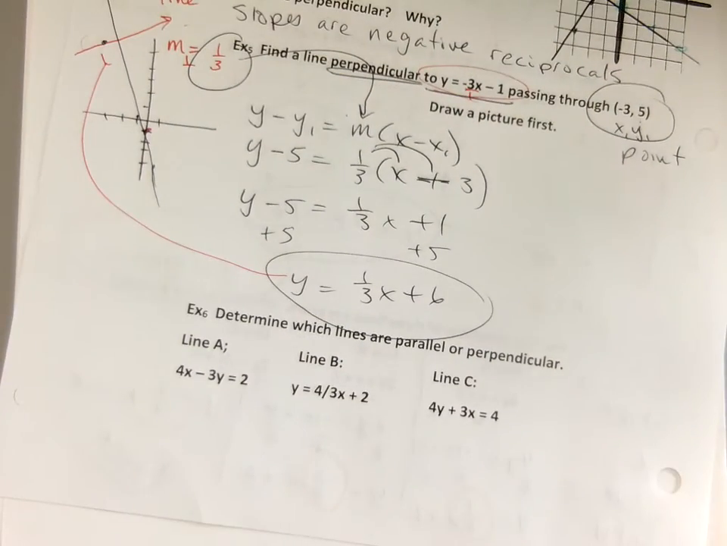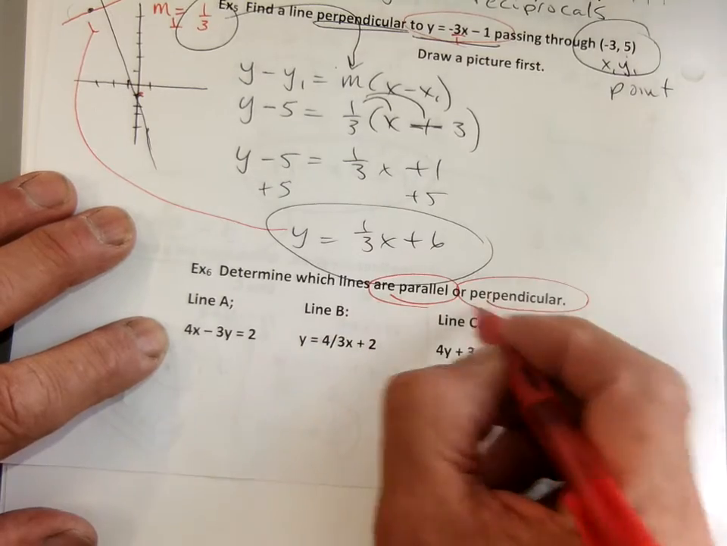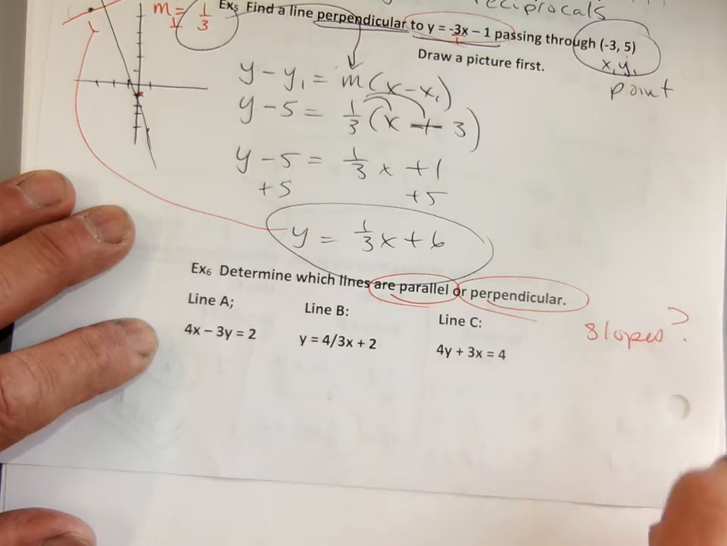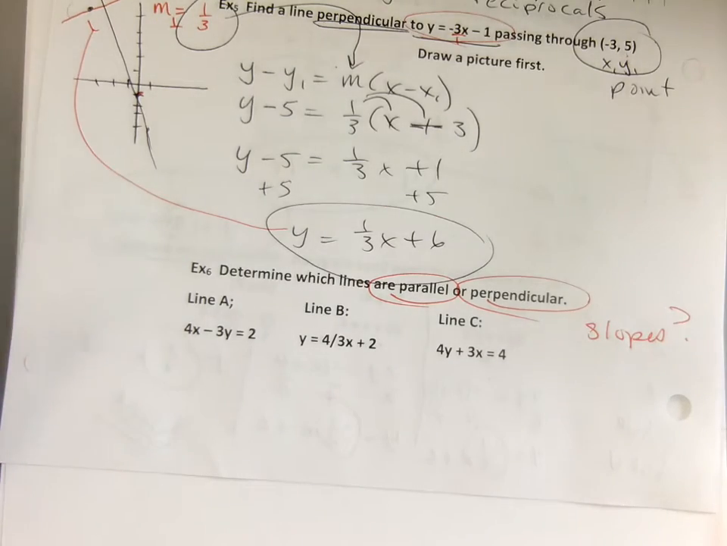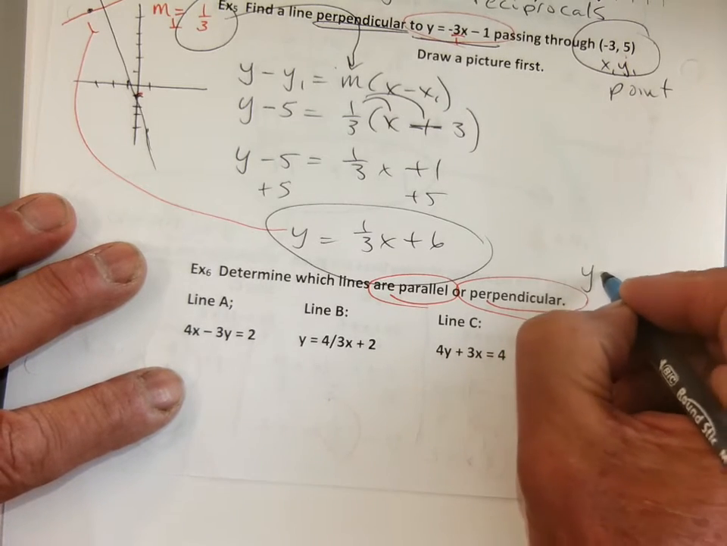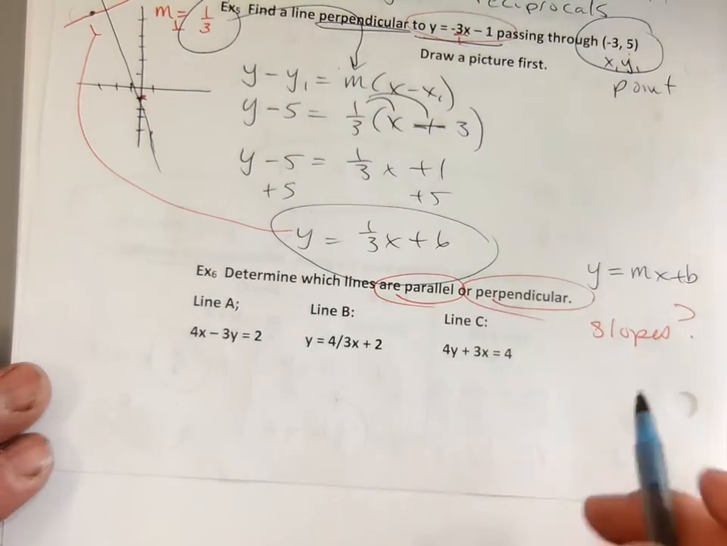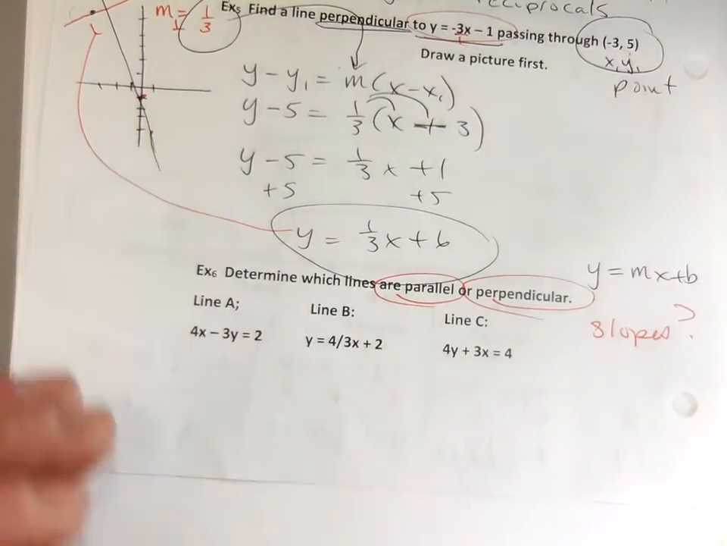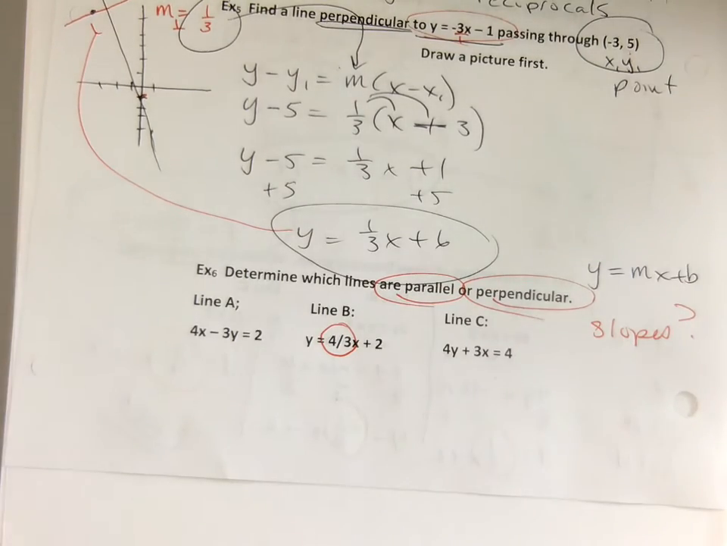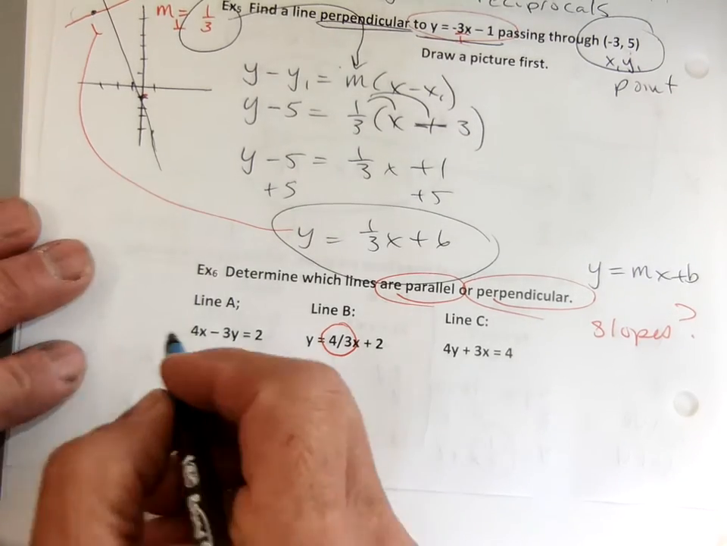Last but not least, here's our last problem. So if they're parallel or perpendicular, what we need to know is their slopes. Got to know their slopes. So I'm going to go back to my favorite equation, y equals mx plus b. Say it again, y equals mx plus b. All right, so if I want to get all three of these into y, oh, that one's already done. Hey, I like that one. Look at that one. That's already done into y equals mx plus b. I'm just going to circle that.